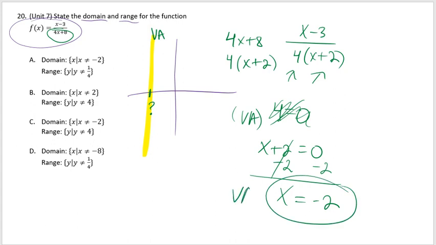Therefore, your vertical asymptote will be x equals negative 2, which means that at negative 2, there should be no domain. So if you look at the answer choices, negative 2 is right there for domain. This is not negative 2. Negative 2 is right there, and this is not negative 2. So we're looking at now identifying the range. Will the range be not including a 4 or not including a 1/4?